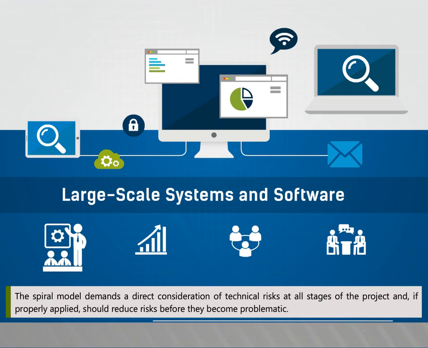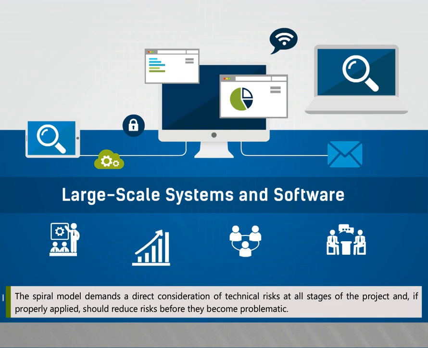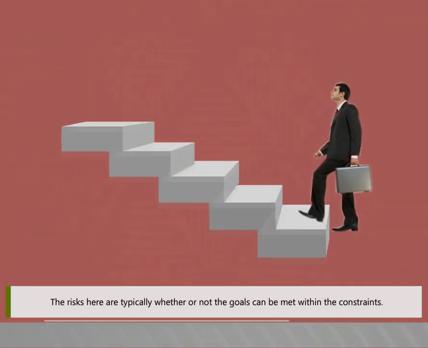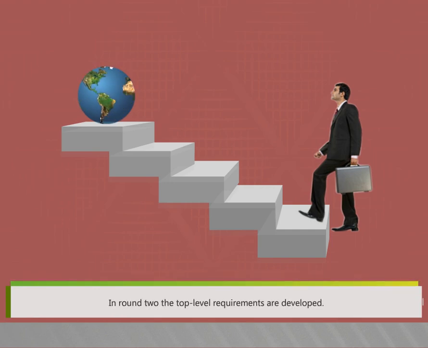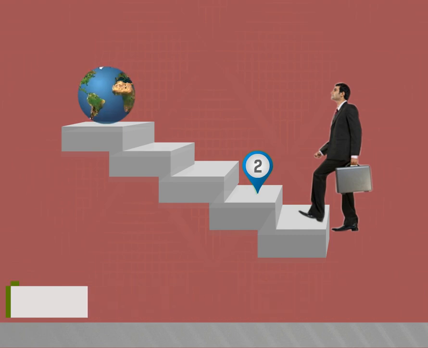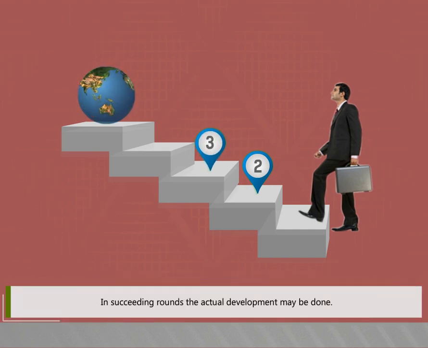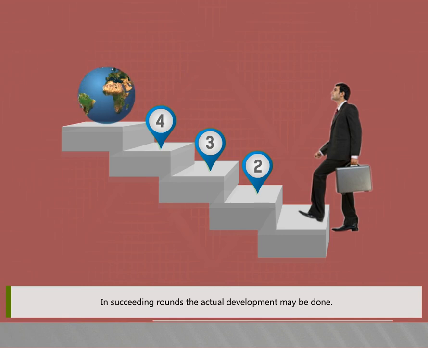The spiral model demands a direct consideration of technical risk at all stages of the project and, if properly applied, should reduce risks before they become problematic. The risks here are typically whether or not the goals can be met within the constraints. In round 2, the top-level requirements are developed. In succeeding rounds, the actual development may be done.